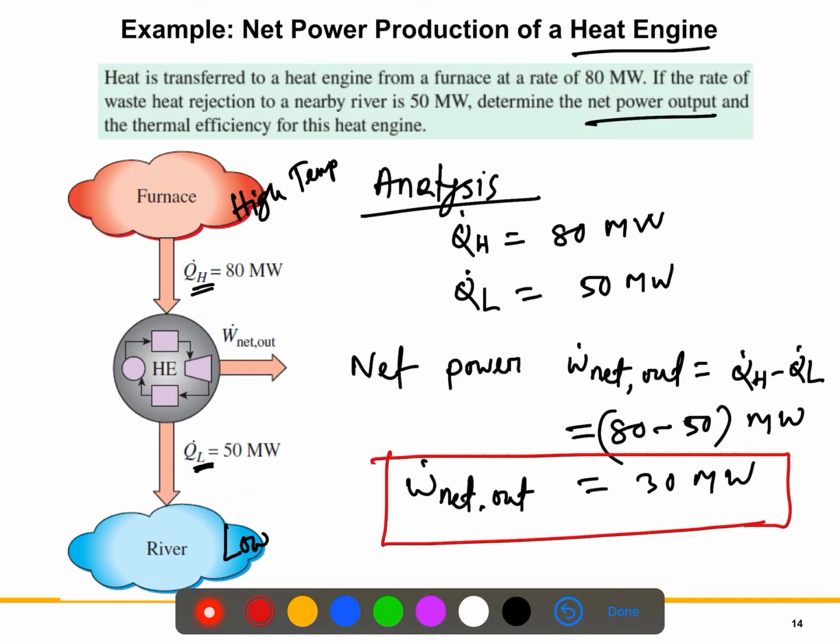This sort of question is important for the quiz. You have the quiz next week, so you can expect some similar problem like this. So we got 30 megawatt, that's the net power output. But now we need to calculate the thermal efficiency, and this is also very easy. From the formula, we know the thermal efficiency.